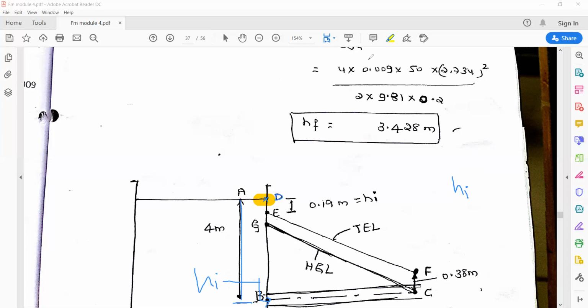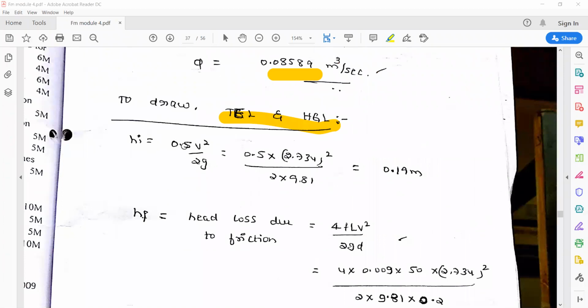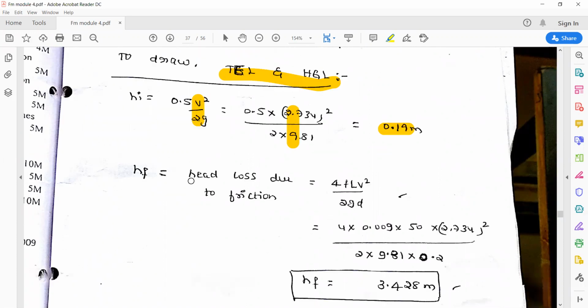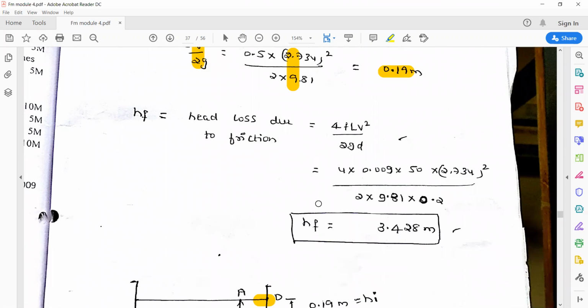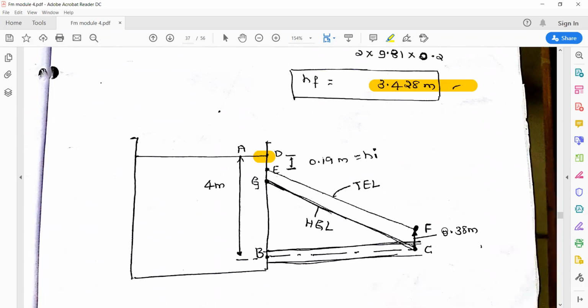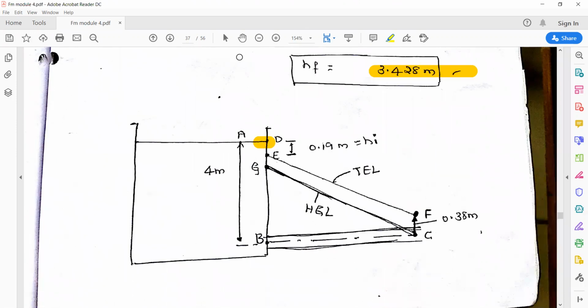So you need to calculate the value of HI now. HI is equal to 0.5 V square by 2G. Since you have already calculated V, you can calculate the value of HI. So HI here is 0.19. In the same way, you can calculate HF also: 4FL V square by 2GD. Since you have calculated V, you'll get the value of HF, that is 3.428 meter. So first let us consider HI.